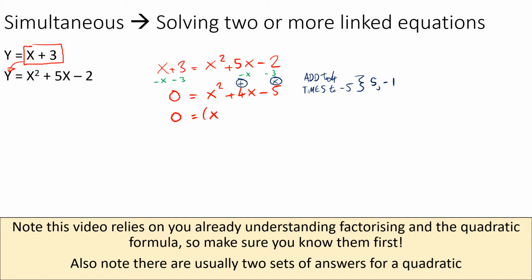We'll have 0 is x plus 5 times x minus 1, and then obviously we could set each of those equal to 0, but the shortcut is that it's just going to change the sign. So we'll get that x is equal to minus 5, or x is equal to 1. So there we got two possible answers for x. How do we find what y is? Well, we're going to use that first equation here, that y is equal to x plus 3. So if x is minus 5, then y is minus 5 plus 3, which is minus 2. And if x is 1, then y is 1 plus 3, y is 4.